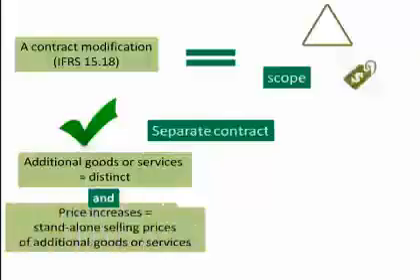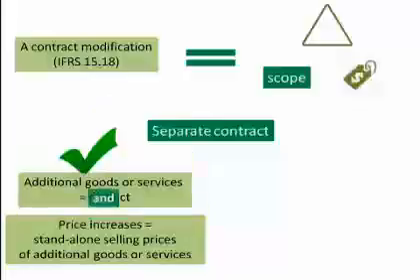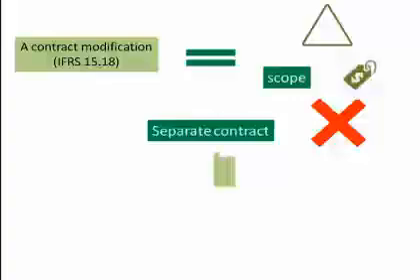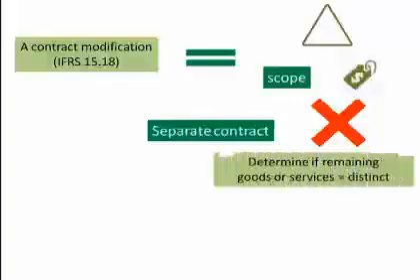And the price of the contract increases by an amount equal to the standalone selling prices of the additional goods or services, and any appropriate adjustments to that price to reflect the circumstances of the particular contract. For example, a discount may be granted to an existing customer due to savings in selling-related costs. If it does not meet the requirements to be accounted for as a separate contract, you need to determine if the remaining goods or services of the original contract are distinct from the goods or services already transferred to the customer before the modification of the contract.